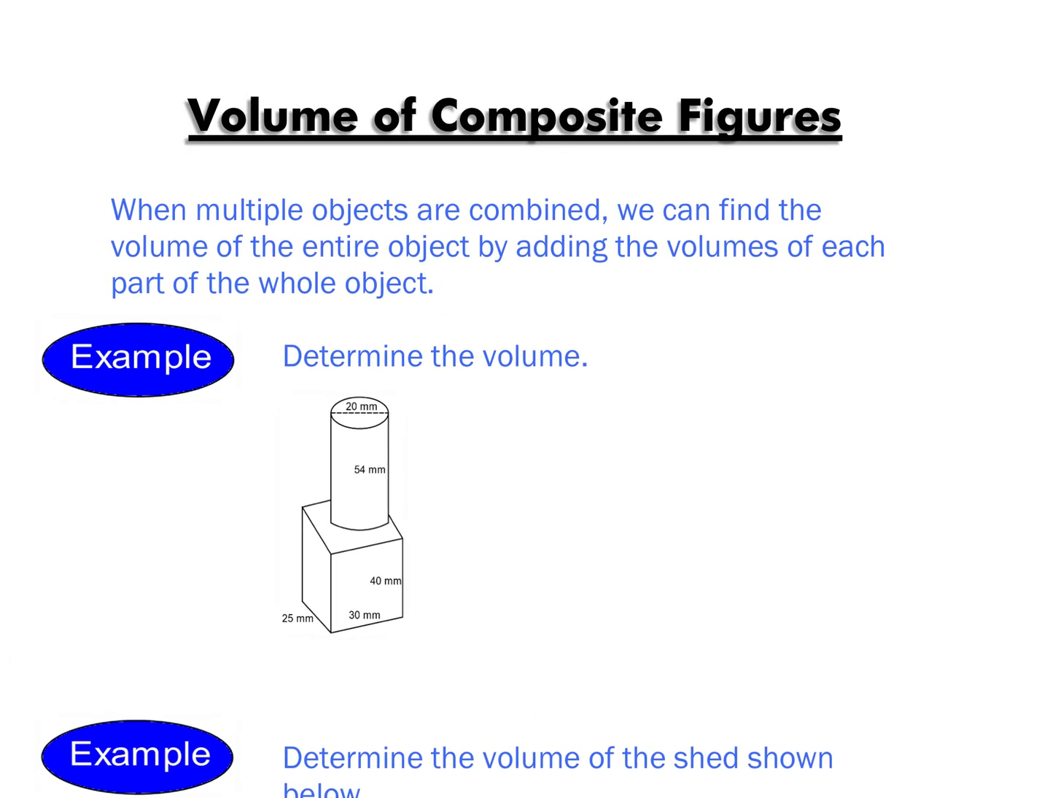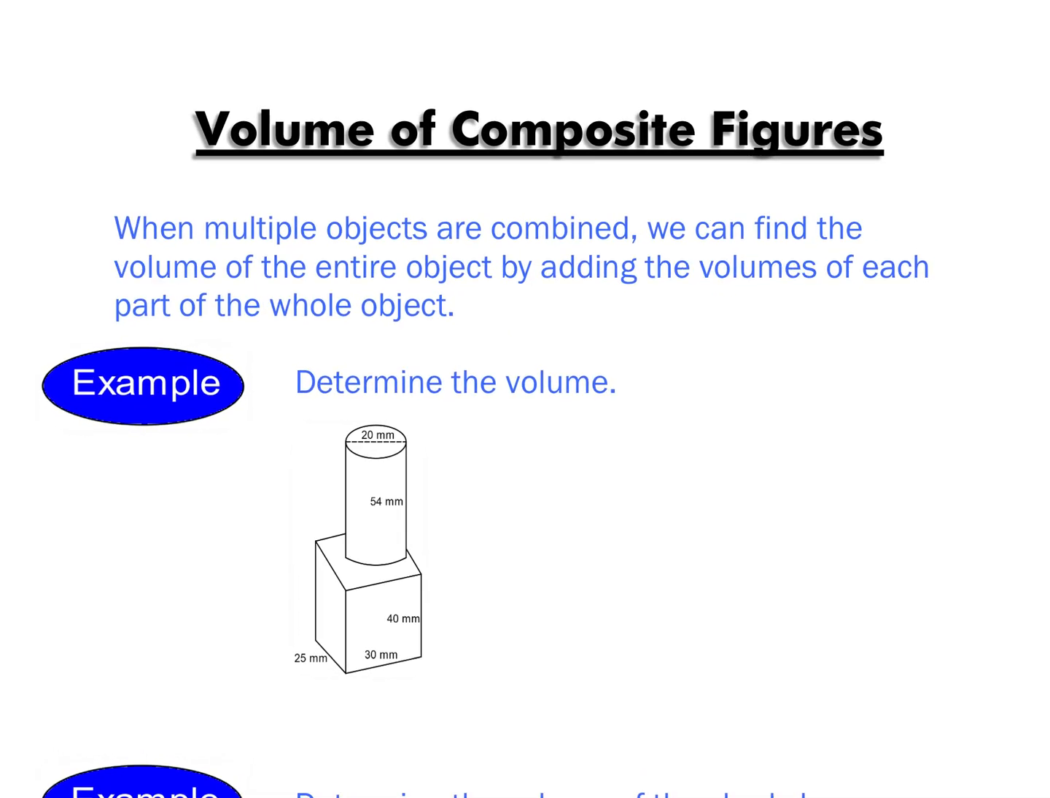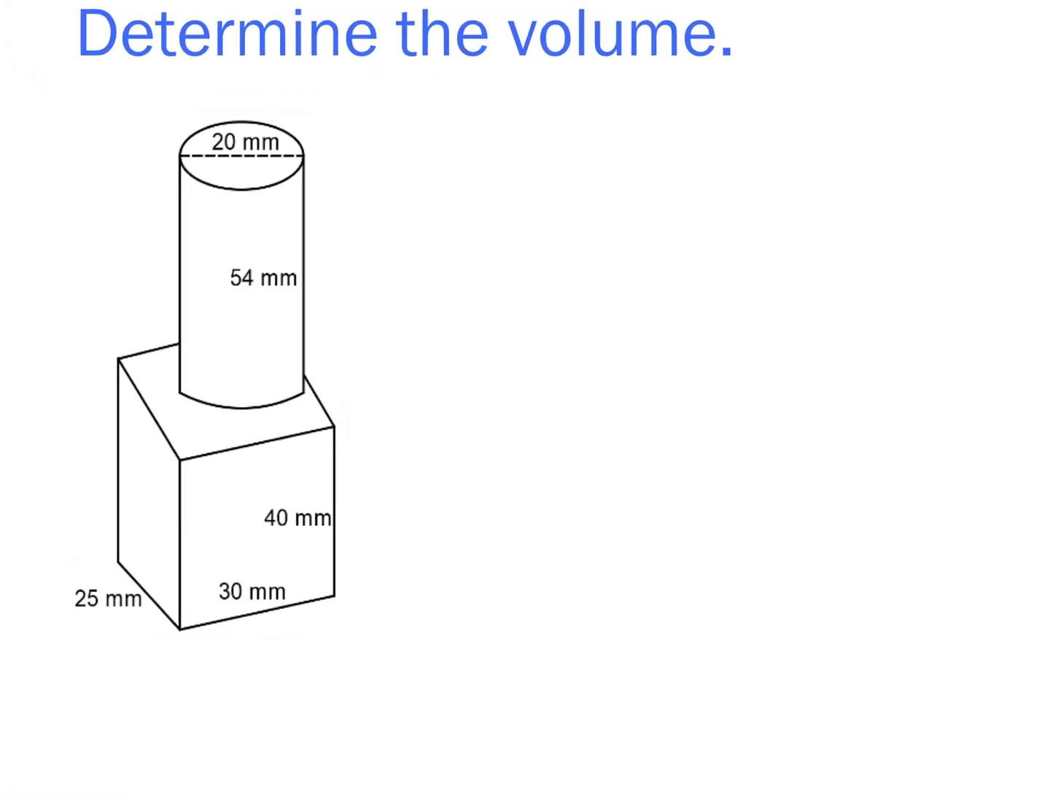When multiple objects are combined, we can find the volume of the entire object by adding the volume of the individual objects and getting the total volume. So what we have to do is look at a shape and identify the parts. So what shapes do we have here?